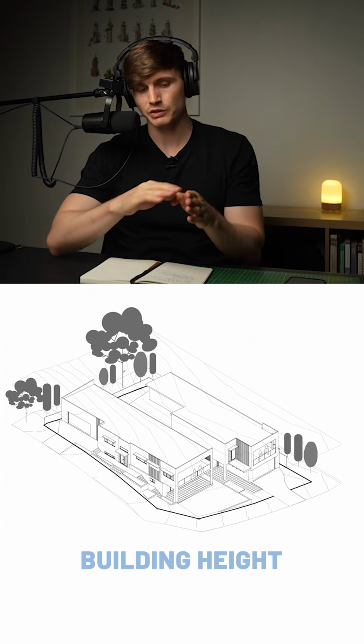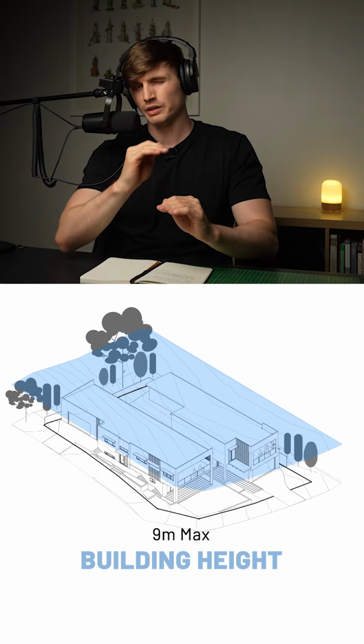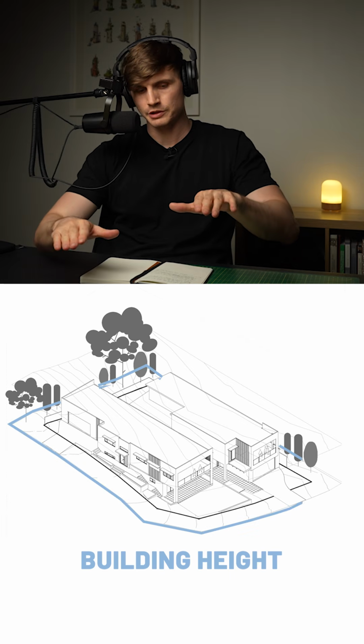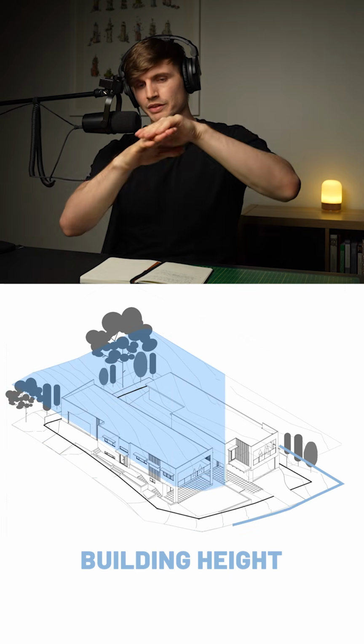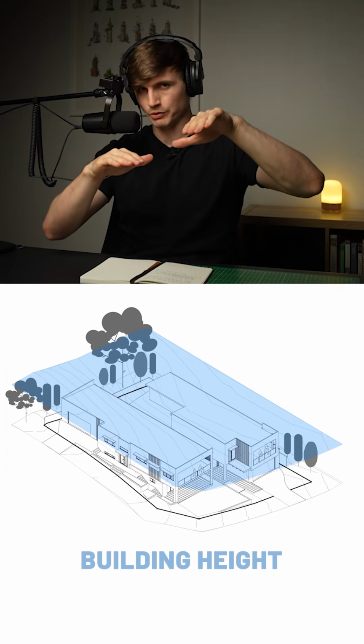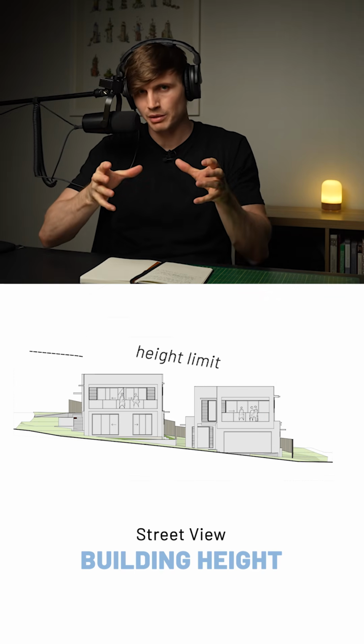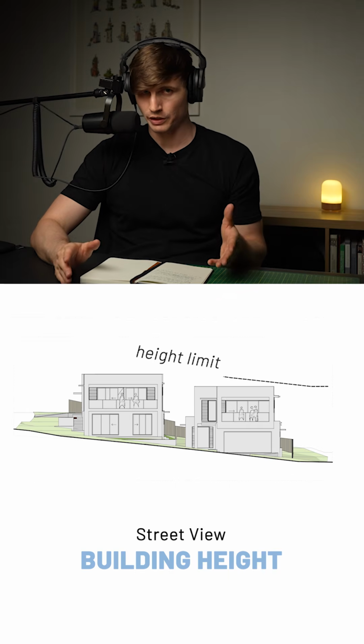Now for the height of the building, this one had a 9-meter height limit. Now this 9 meters is from the existing ground. So we typically model this existing ground, then raise it up 9 meters, and this height is the maximum that we can build up to. So from a street view, it's going to look a little bit more like this. So we need to make sure the entire building stays underneath that height, including the roof.